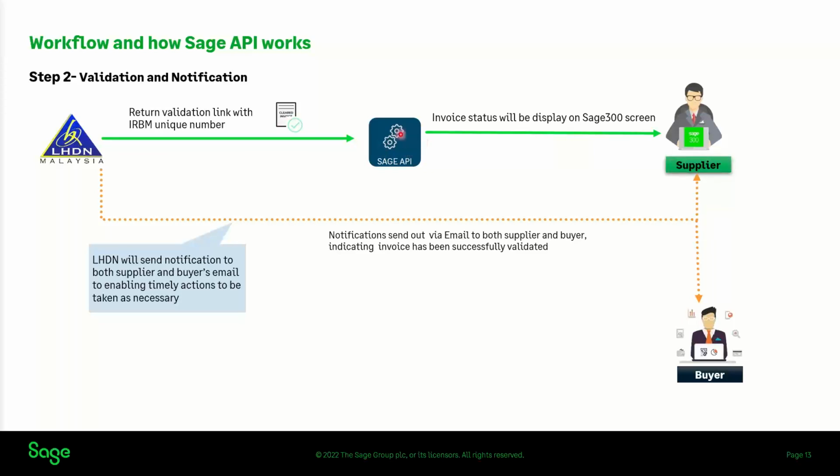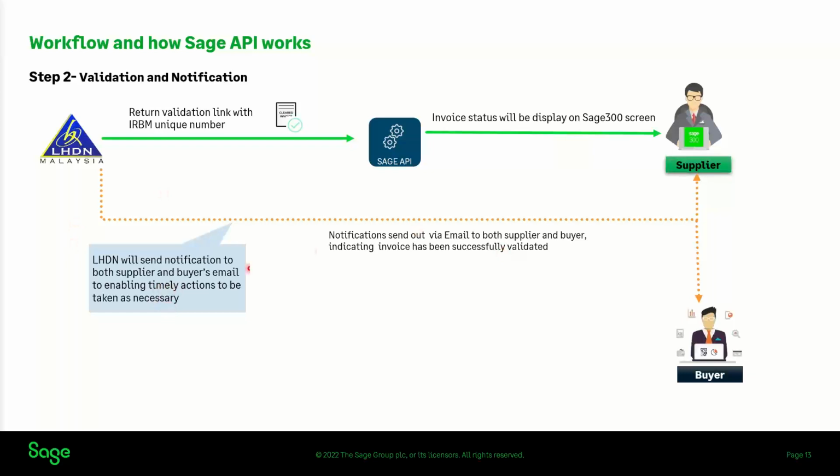Once the API receives your invoice validation or your error message, the status will be displayed on your Sage 300 screen. It will massage your data here and display the status on the Sage 300 screen. So you, as a supplier, don't have to wait for your notification to be received from LHDN, because it will be done instantly in the Sage API. Similarly, when LHDN returns the validation link to the API, they will also send a notification email to both supplier and buyer to indicate your invoice has been successfully validated.